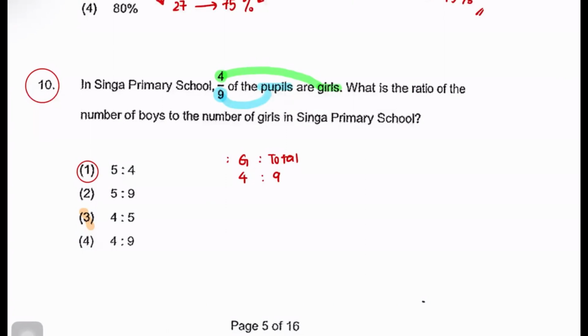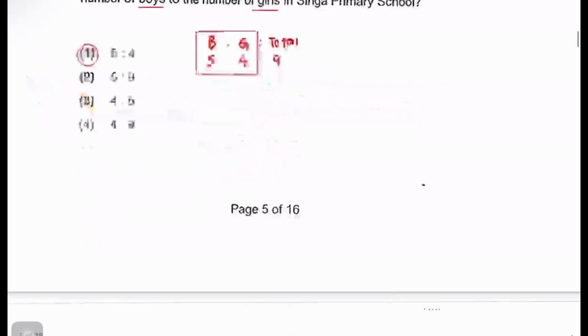If not girls, must be boys, right? The remaining people are boys. How many units of boys are there? Faith, can you tell me the number of units for boys? 5. Correct, 5. So the ratio of boys to girls is 5 to 4. Get it? Next page, question 11.